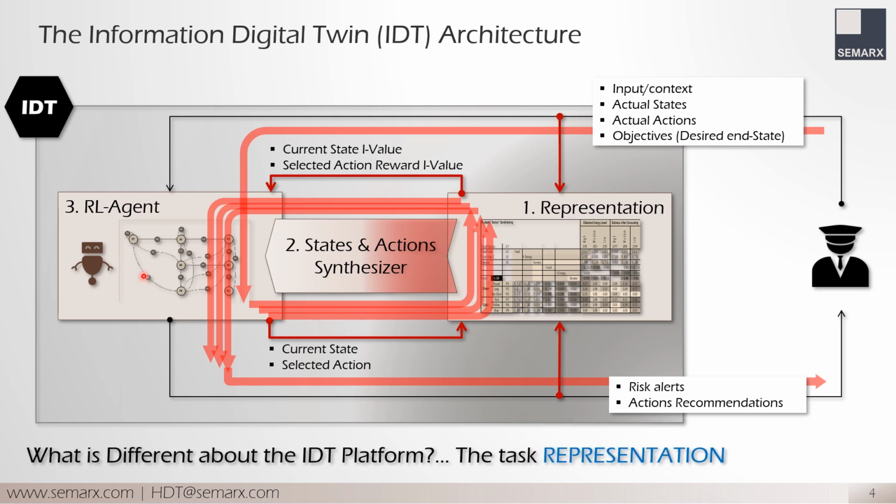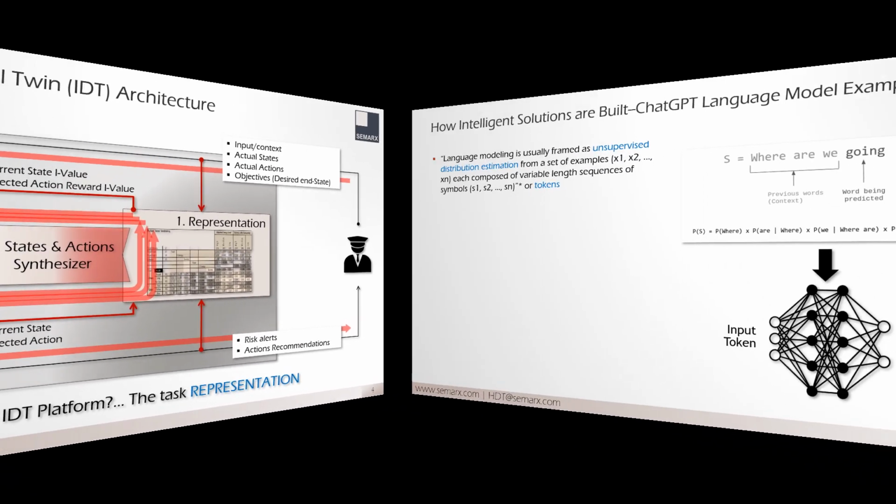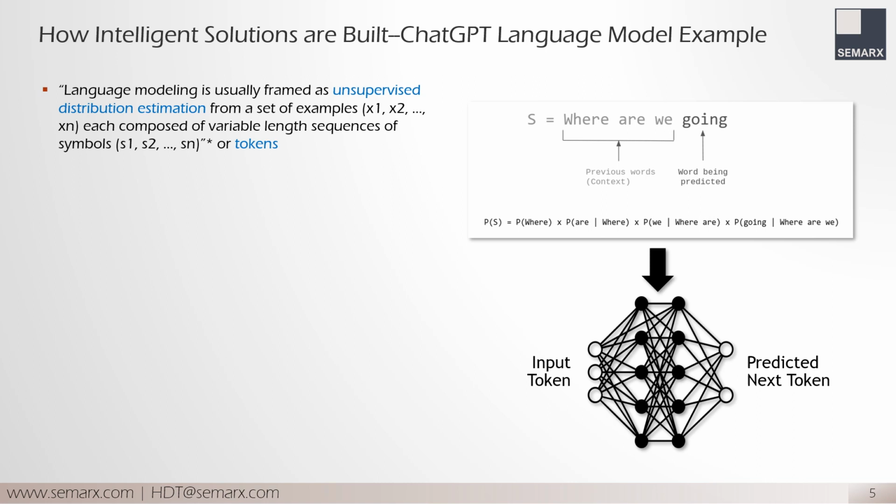What distinguishes the Information Digital Twin platform? It is how the platform represents the flight environment, or, more accurately, how it defines the units of calculation or the environment's information tokens. To understand why the Information Digital Twin platform is unique and what we mean by information tokens, let's consider ChatGPT, a prominent example of using artificial intelligence for natural language processing.